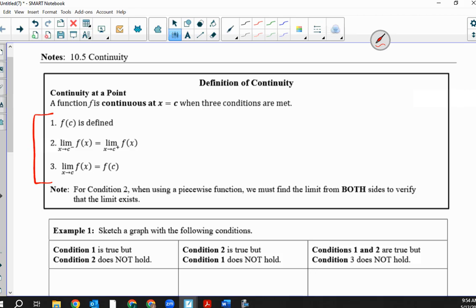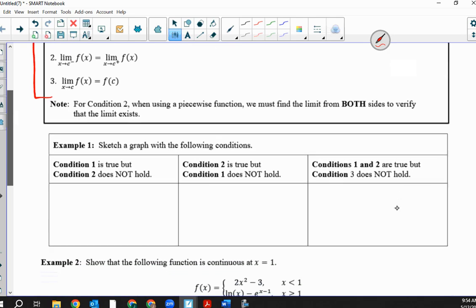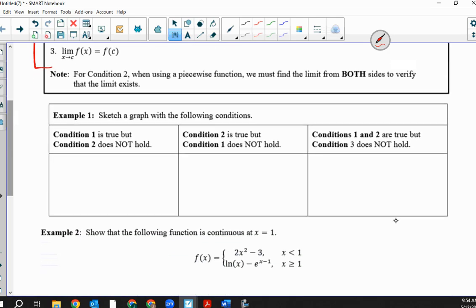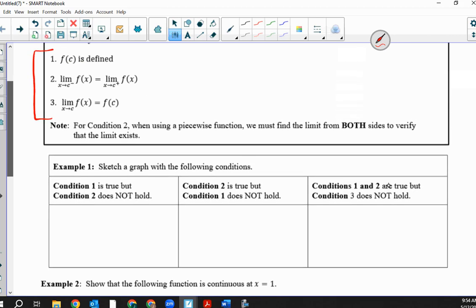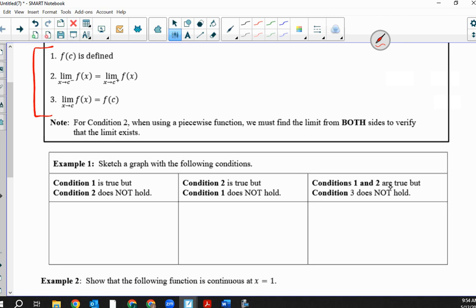So let's try to sketch some pictures here that meet these conditions. Let's do the first one together. Condition 1 is true, but condition 2 does not hold. So the function is defined, but your limit does not exist. Well, visually, how does a limit not exist? What do you see? Asymptote, or what if they're just different places, right?